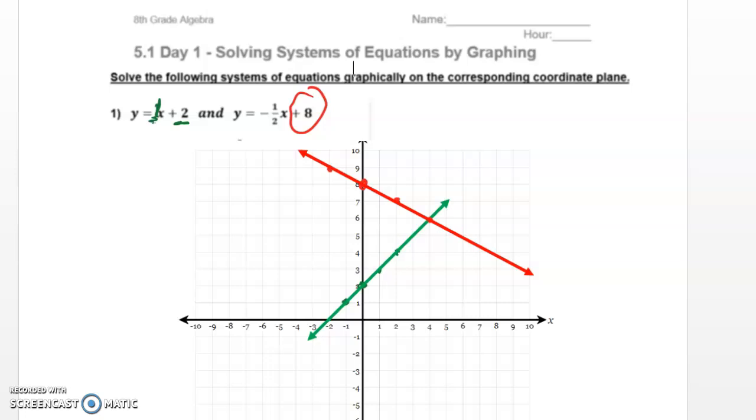Now that I have my lines both drawn, I can find the spot in which they intersect to see if they have a solution. I know that the intersecting lines have one solution, and that one solution is where they intersect. So we identify that coordinate. Over 4, up 6. So the solution to these 2 equations is (4, 6).